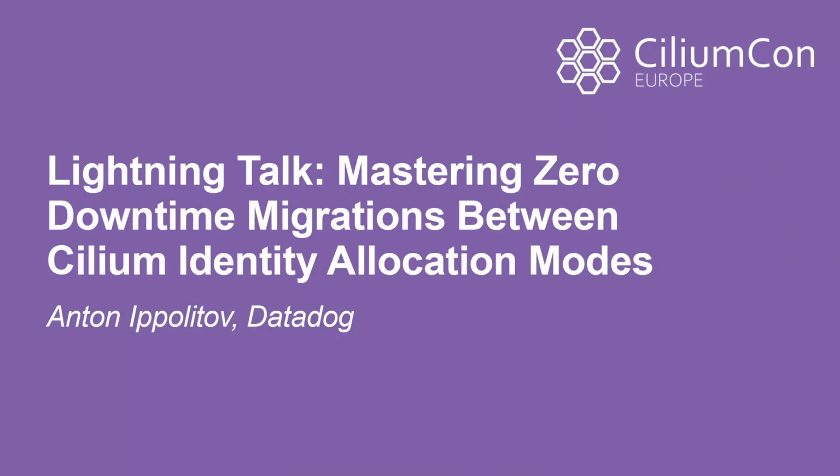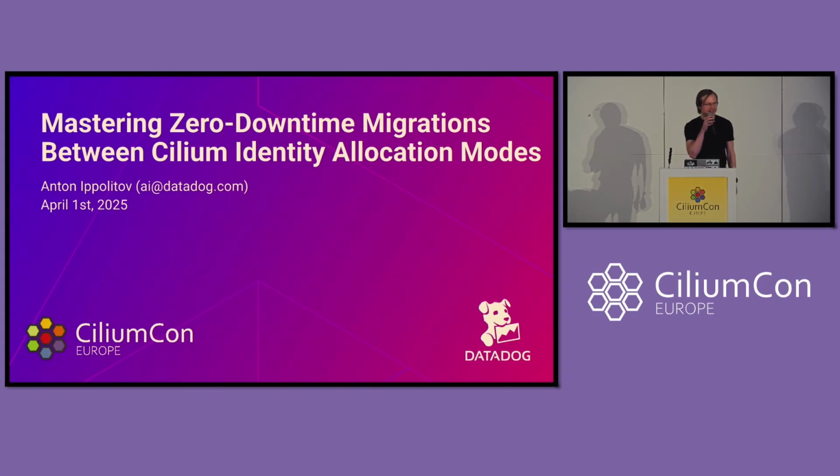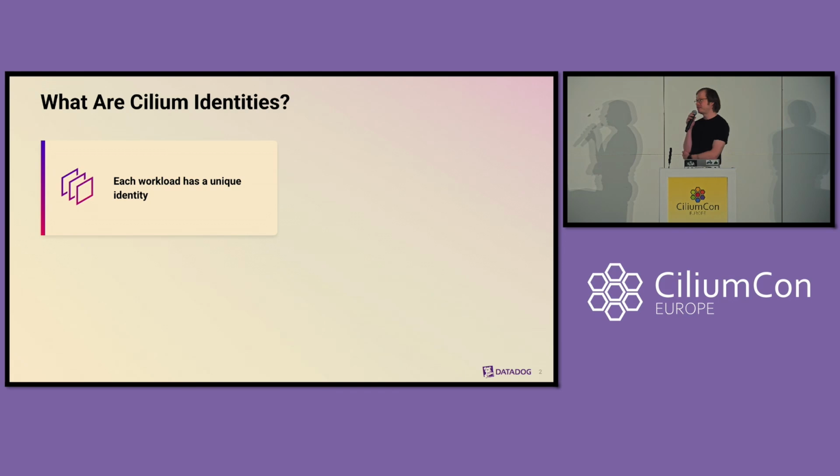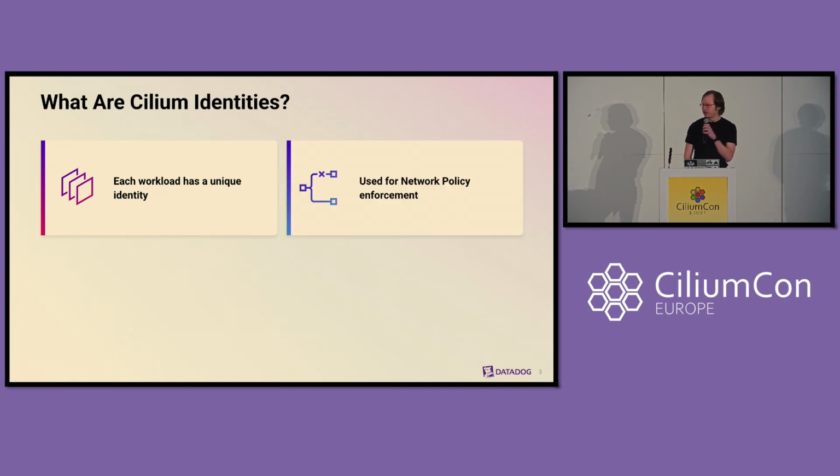All right, so today we'll be talking about Cilium identities and how we migrated between the different storage modes for them. In case you missed the first talks of the day, here is a very quick summary of what Cilium identities are. Every workload running with Cilium is assigned a unique identity internally, and they're used for network policy enforcement.